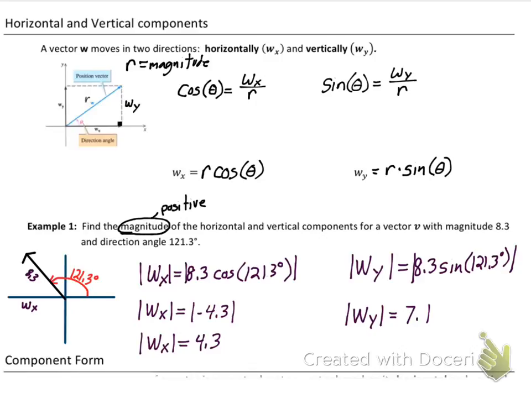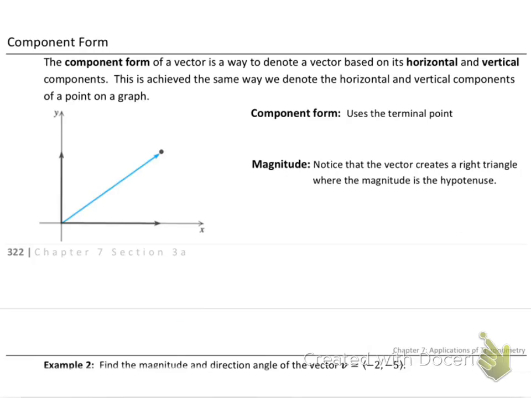So once again, magnitude is absolute value bars around it. So if you see something with absolute value bars and it deals with vectors, we're talking about a magnitude. That's why we leave those bars on the vertical and horizontal components. So if right now I went 4.3 units this direction and went straight up, I would hit that point. In fact, if I went over 4.3 and up 7.1, I'd be right here. That's where our horizontal and vertical, it's our x, y values.